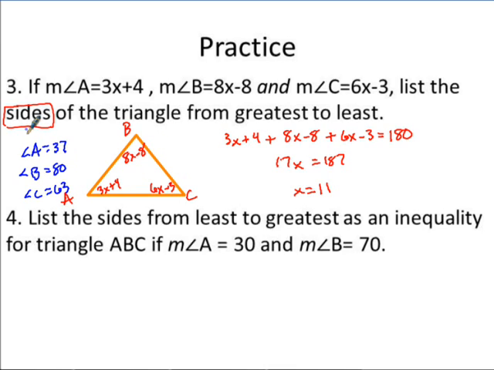So now the sides from greatest to least. Well, if B is the biggest angle, then AC is the longest side. Okay? If C is the medium angle, then AB is the medium side. And if A is the smallest angle, then BC is the smallest side. Okay? Let's do another one.